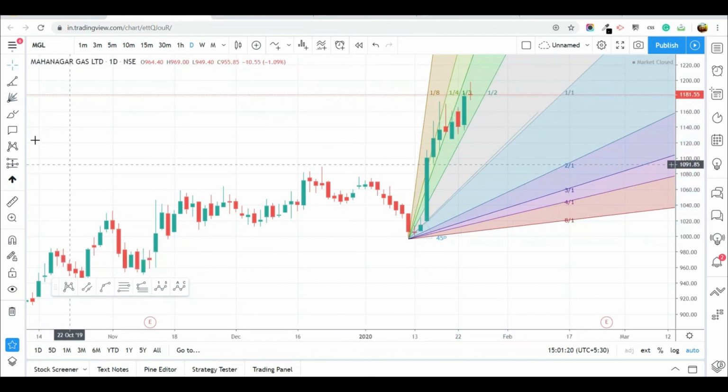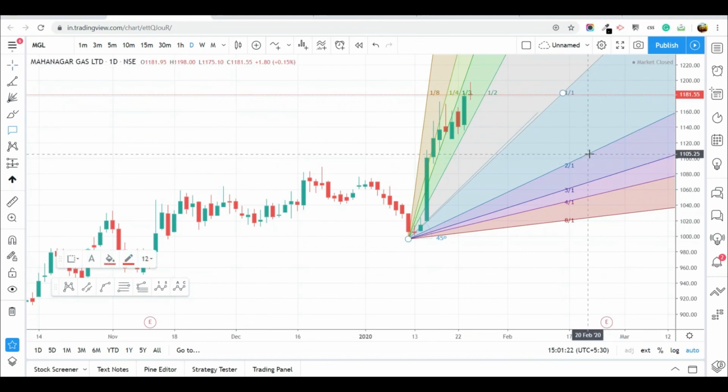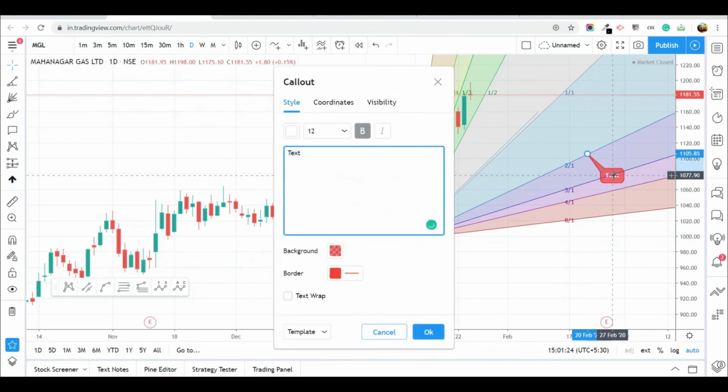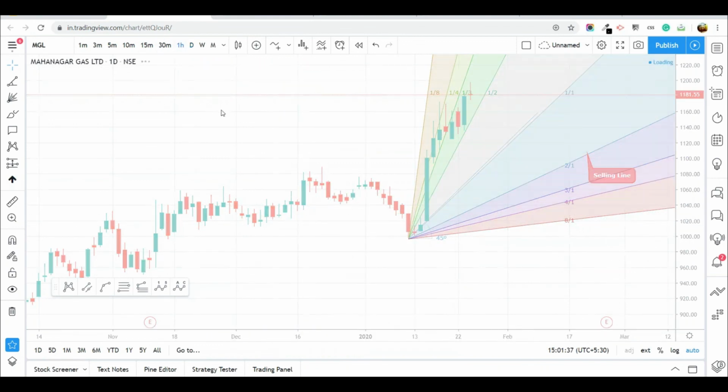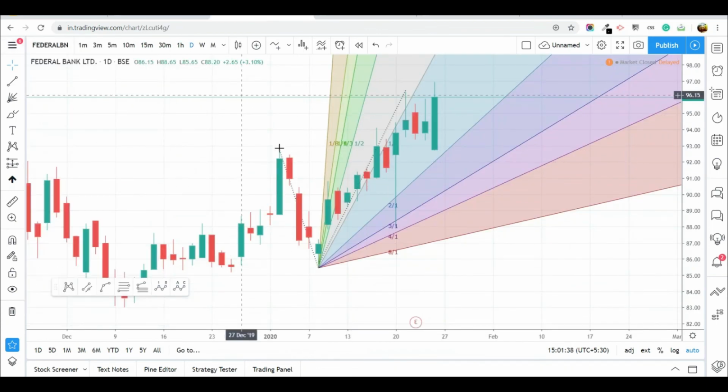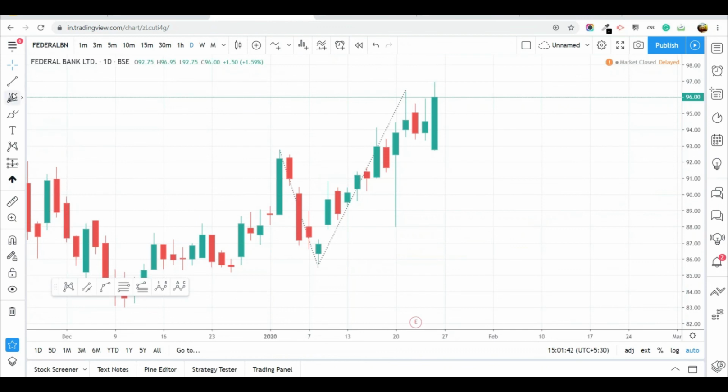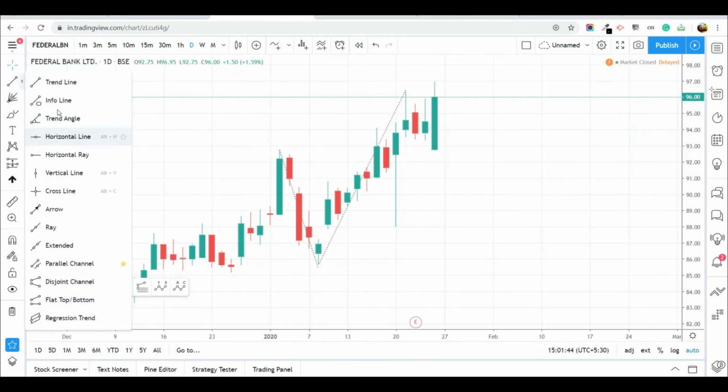Now, as per the theory, we should be selling here. Selling line. It doesn't make any sense, I know. We need to wait for a significant time, but this is as per the theory of the fan strategy. The best time frame is the daily time frame, but you can also reduce it to the 1h time frame. I was doing it on Federal Bank. See, it is done improperly, I guess. Let me just show you once more. Good for practice.